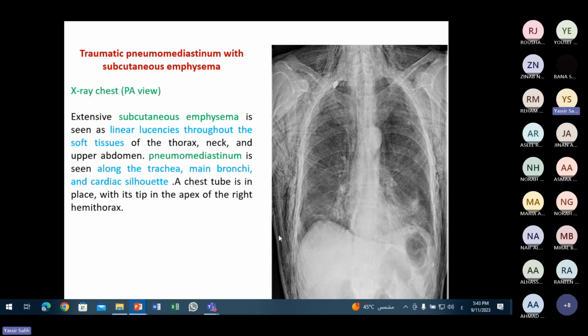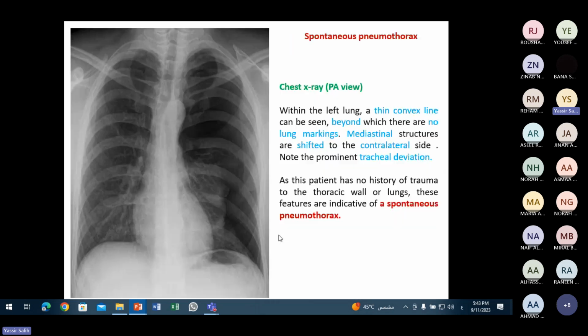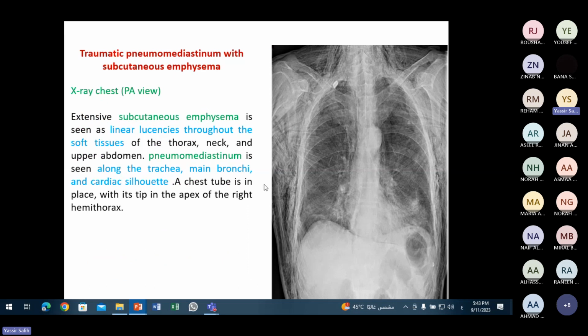As we said, muscle is always grayish. Any muscle is grayish, and there is no air. There is no air. You may find a little blackness, which is the subcutaneous fat. But in this one there is lucency. These streaky lines of lucency are due to accumulation of air in the soft tissue.